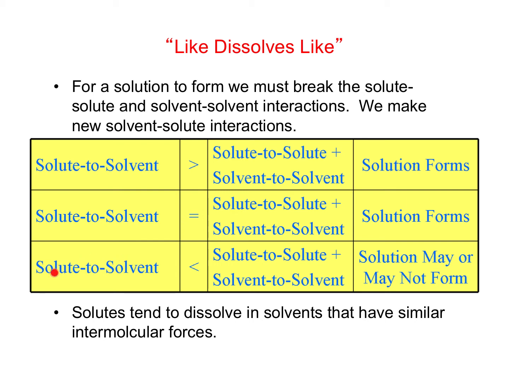And then if the intermolecular interactions between the solute and solvent are weaker than the intermolecular forces in the pure substances, then we may or may not get a solution, right? In this case, we have a competition between the enthalpy, which wouldn't favor solution formation, and the entropy, which would. And so solutes tend to dissolve in solvents with similar intermolecular forces, because then we're going to, at the very least, be in this category, if not this one. If the intermolecular forces are very different, then the mixing is less likely to happen.